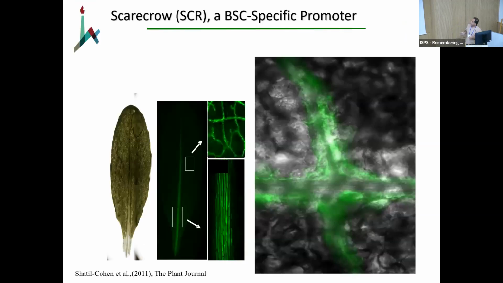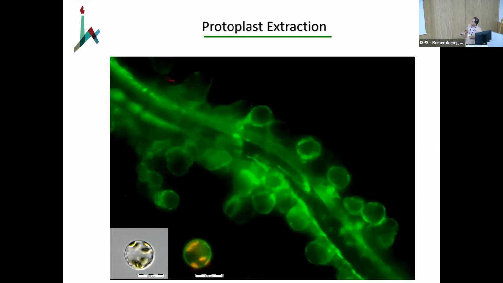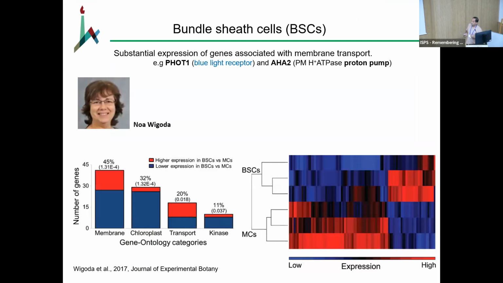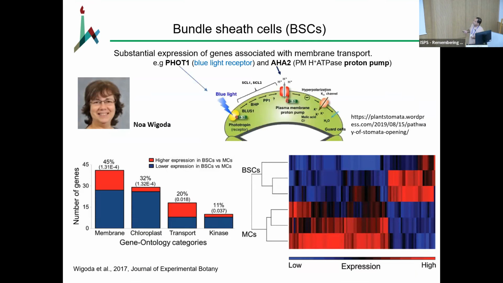How did we prove it? We could label the bundle sheath using GFP. We can extract the protoplast and measure the osmotic water permeability, but we could also extract protein and genes from it. And we did. Noa Wigoda was a former PhD student in my lab. When she did it, we actually found the whole blue light signal transduction pathway expressed in the bundle sheath.